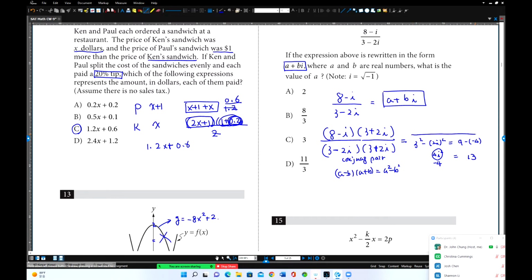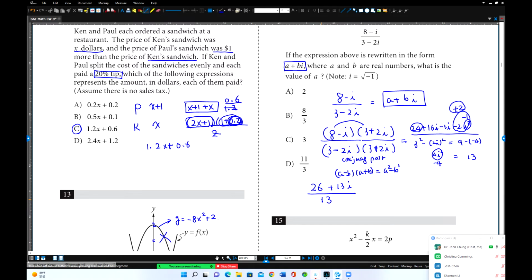What about the numerator? Simplify. Use the distributive property again. 8 times 3 is 24. 8 times 2i is 16i. i times 3 is what? 3i, negative 3i. Negative i times 2i is negative 2i squared. i squared is negative 1, so the total is positive 2. So we have two real numbers there, okay? 24 plus 2 is what? 26. The imaginary numbers 16i minus 3i give plus 13i. Okay, and the bottom is 13.